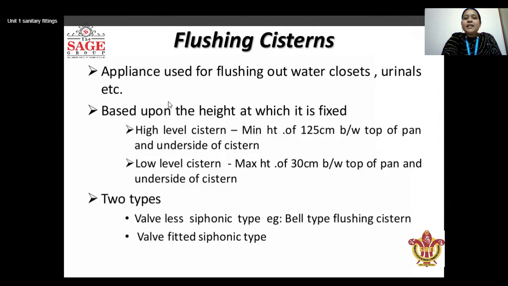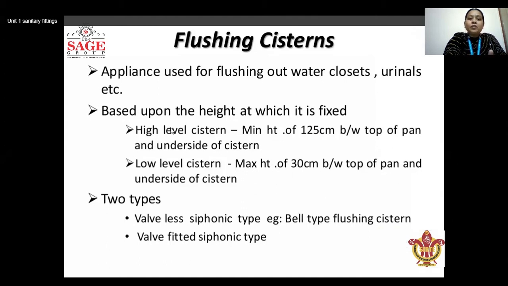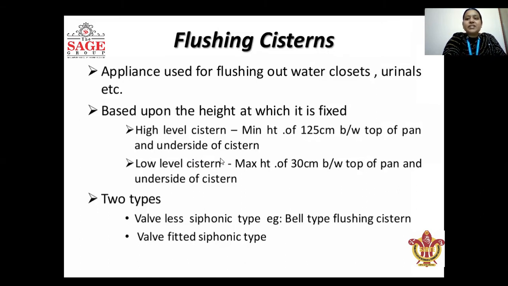The flushing system is the application used for flushing out water closets, urinals, etc., based upon the height at which it is fixed. For the high level system, the minimum height is 125 centimeter between the top of the pan and the underside of the cistern. In the next slide, I can show you what the flushing cistern is.